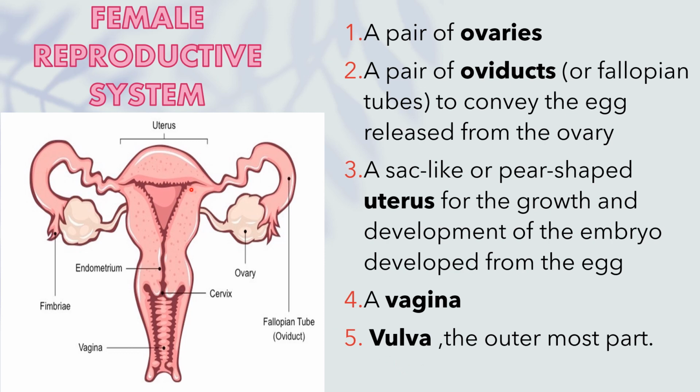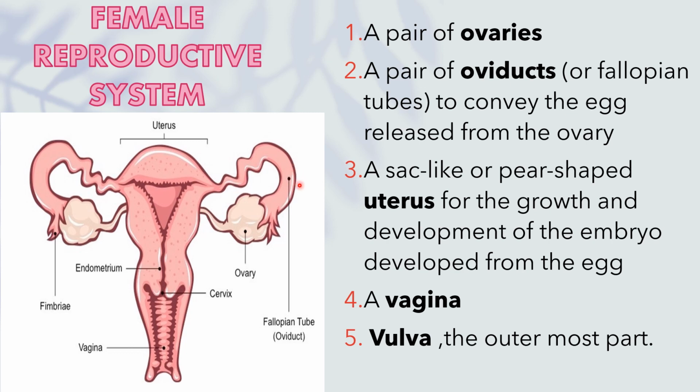In this picture, you can see a pair of ovaries here. This is the primary reproductive part of the female reproductive system, a pair of ovaries, because it produces ovum or egg. The other four parts come under accessory reproductive parts. They are oviducts, uterus, vagina, vulva.